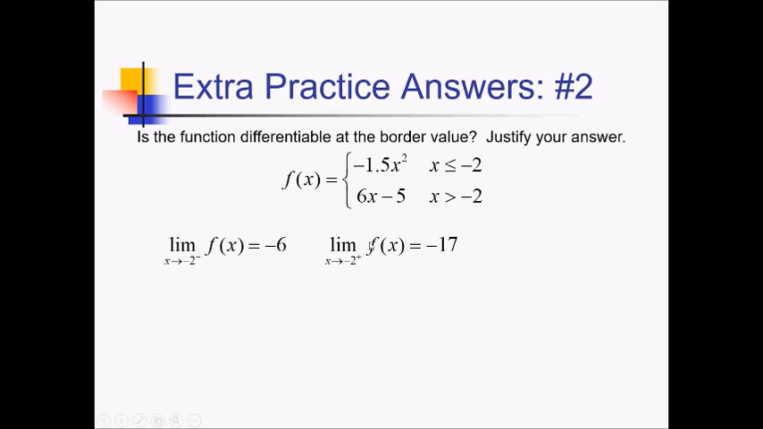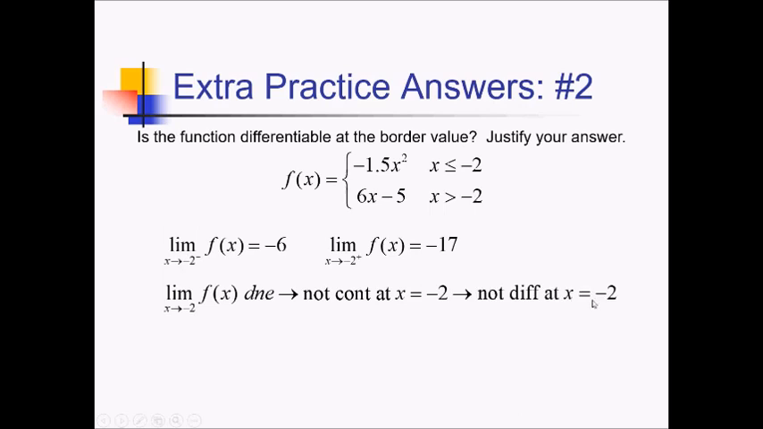Since the limits don't match, the overall limit as x approaches -2 does not exist, which means that our function is not continuous at x equals -2. Well, since continuity is a prerequisite to differentiability, if we're not continuous at -2, we are not differentiable at x equals -2.